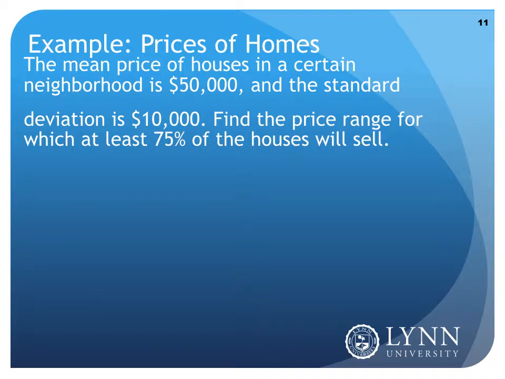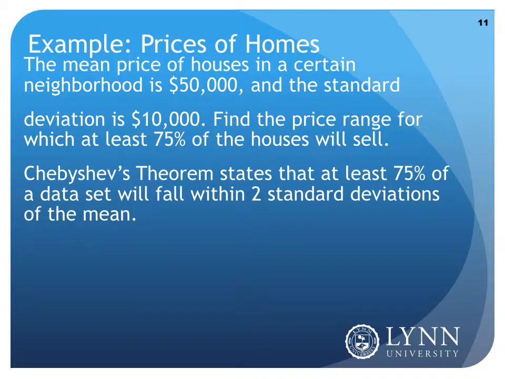Okay? So an example of that might be that the mean price of houses in a certain area is $50,000. Standard deviation is $10,000. Find the price range for which at least 75% of the houses will sell. Well, Chebyshev said plus or minus 2 standard deviations. If 1 standard deviation is $10,000, then 2 standard deviations is $20,000. So if we subtract $20,000 from $50,000, we're going to get $30,000. And if we add $20,000 to $50,000, we're going to get $70,000.